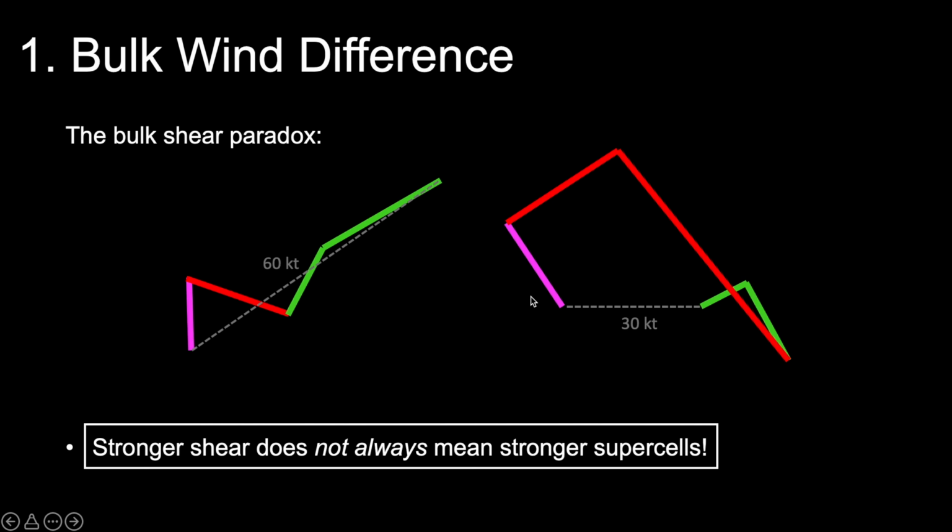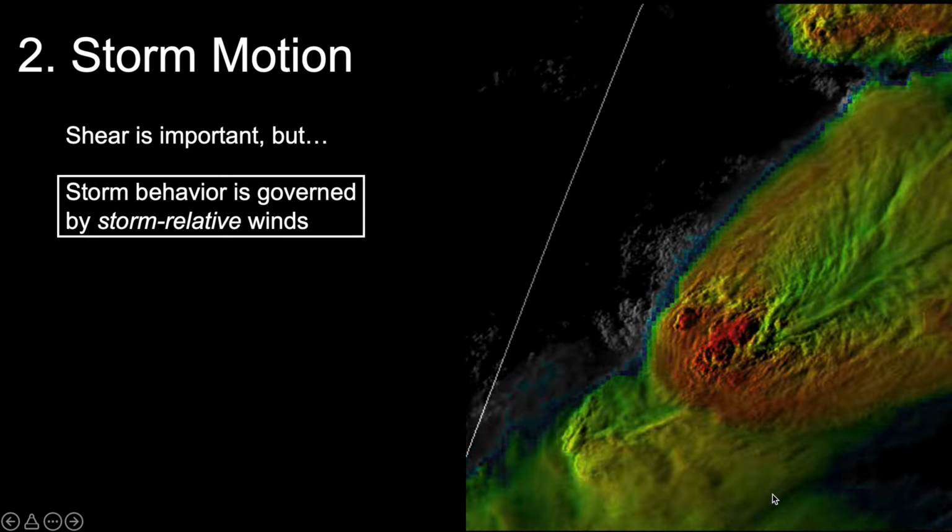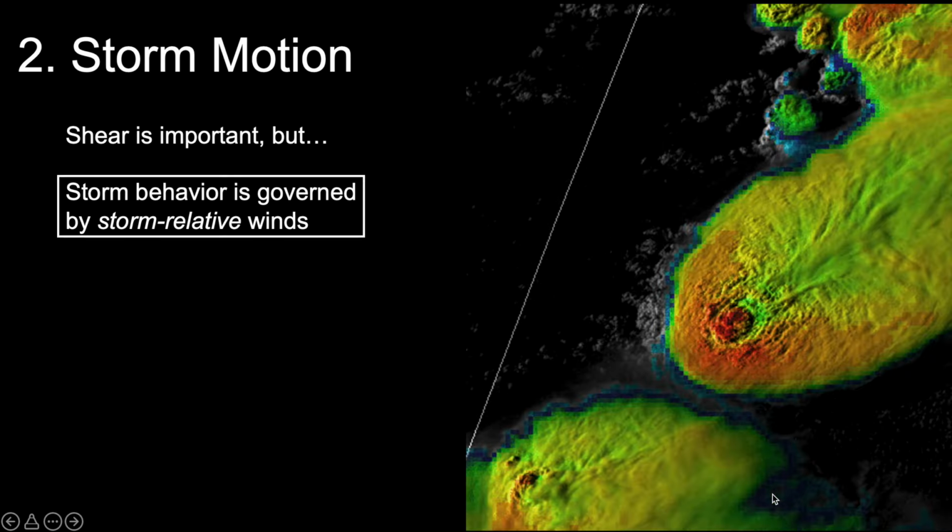And this hodograph might even fly under the radar if we're only looking for, say, a threshold of 35 or 40 knots or so to get strong storms. We're not even going to really see this one. So it's always important to look at the entire profile as a whole. Stronger shear really doesn't always give you stronger storms. So the shear profile is really important.